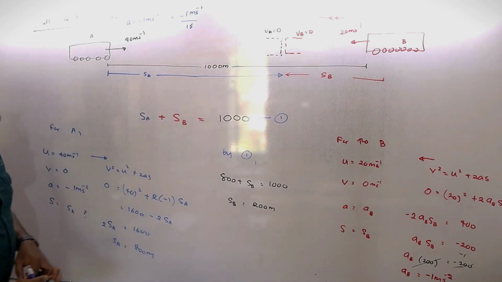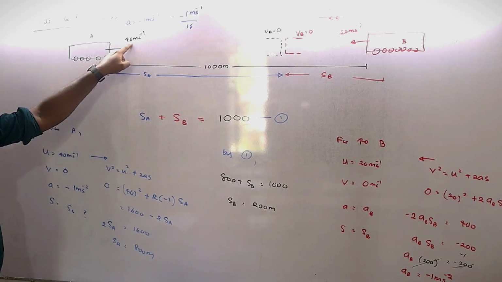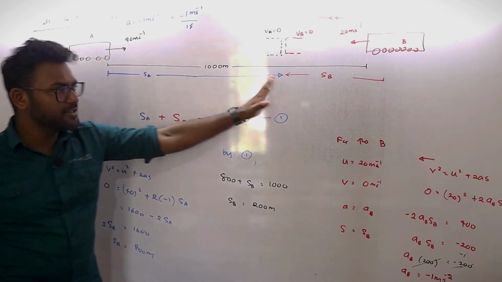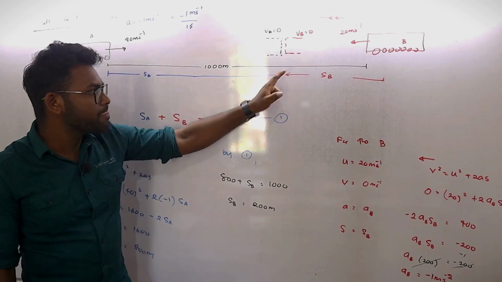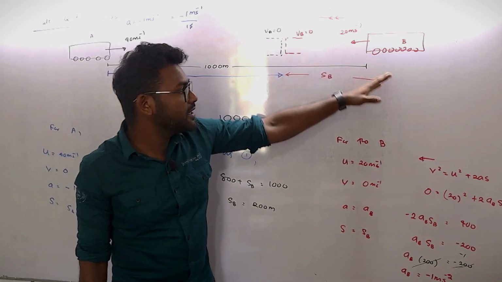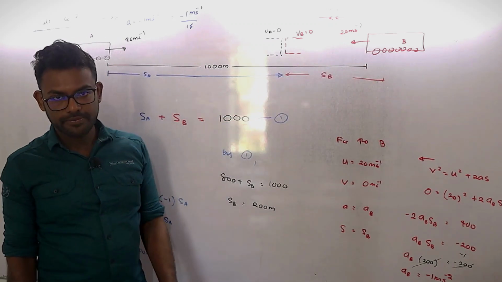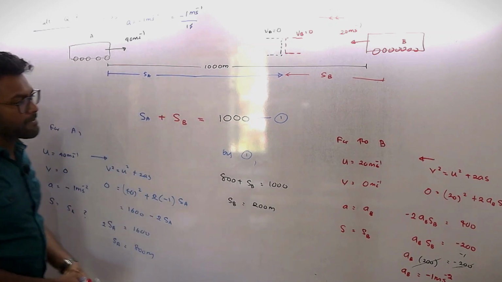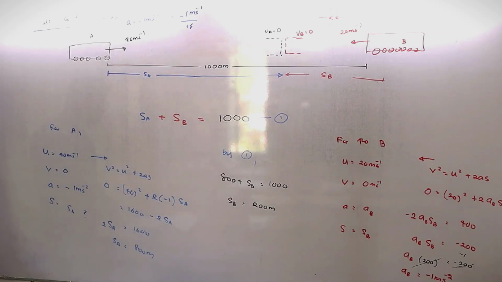You might be thinking, oh, it can't be, right? How can both be having the same deceleration? It can be, guys, because this is moving with a higher velocity, so it goes a higher displacement to stop. This moves with a lesser velocity, so it goes a lesser displacement. That's how we do it.